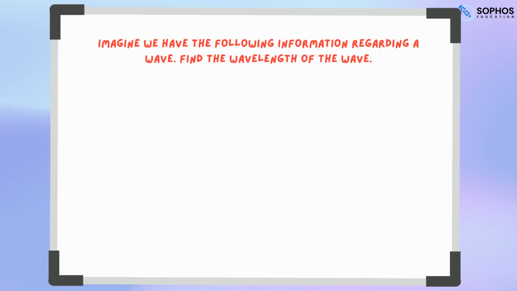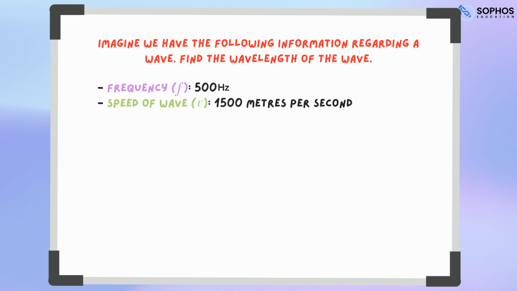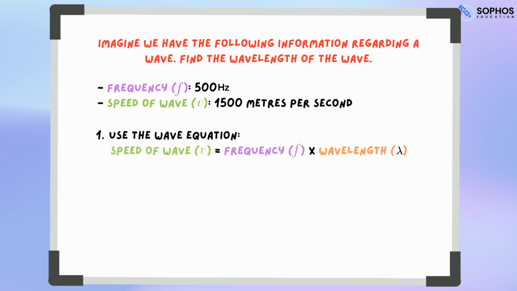Let's try a different problem. Imagine we have the following information regarding a wave. The frequency is 500 hertz and the speed is 1500 meters per second. We need to find the wavelength of the wave. To do this, we again start with the wave equation. Speed of the wave equals frequency of the wave multiplied by the wavelength of the wave.